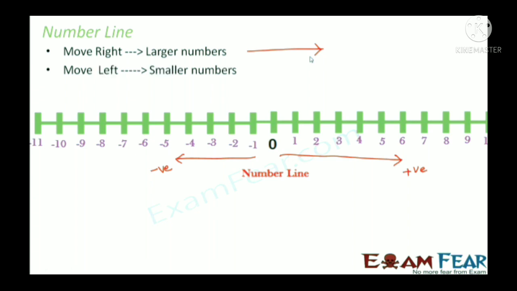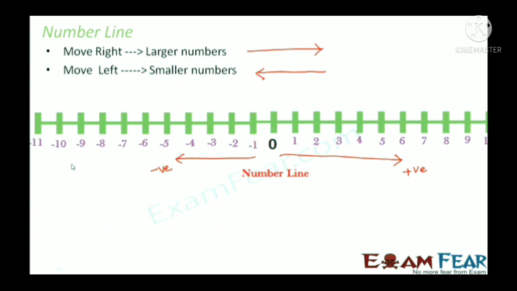Whereas when you move towards the left hand side, that is, you are moving in this direction, you are basically going towards smaller numbers. Now this right and left concept holds true for the entire number line, whether you are talking about the positive side or the negative side. So this rule holds true for the whole number line. That means any number which is located towards the right of another number is going to be a bigger number. So let us look at some examples.